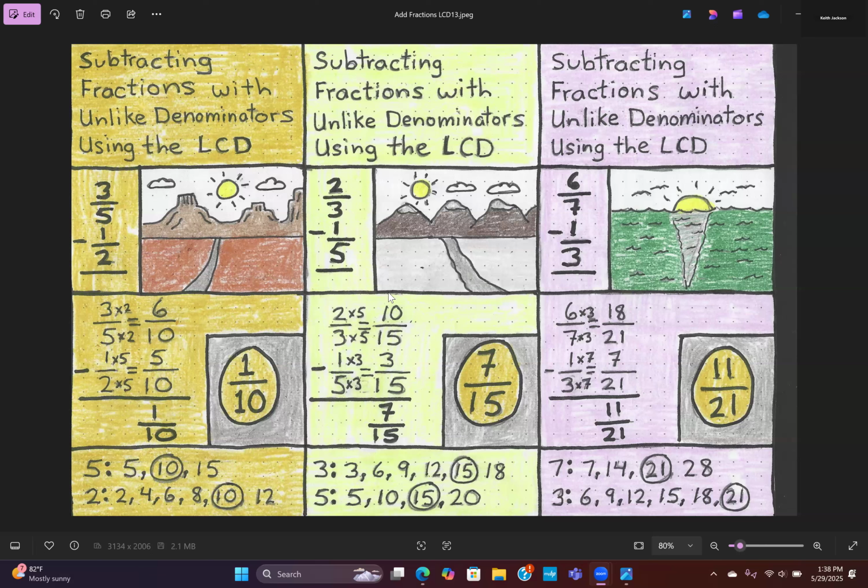And let's move on to big example 2 in which we have 2/3 minus 1/5. And we're going to find the least common denominator of 3 and 5 by using the least common multiple method. And we're going to count by threes here, and then we're going to count by fives here to find that least common denominator. And so when we count by threes, we got 3, 6, 9, 12, 15, and 18. And when we count by fives, we have 5, 10, 15, and 20.